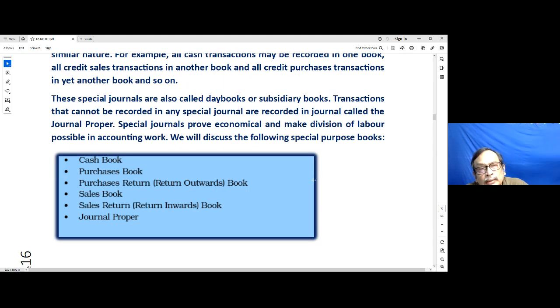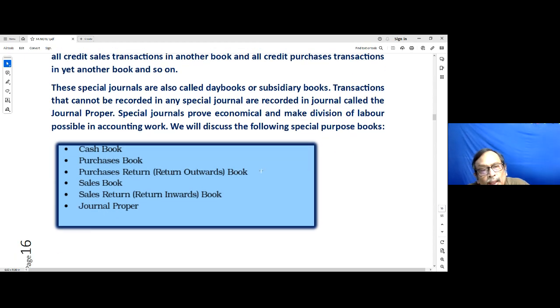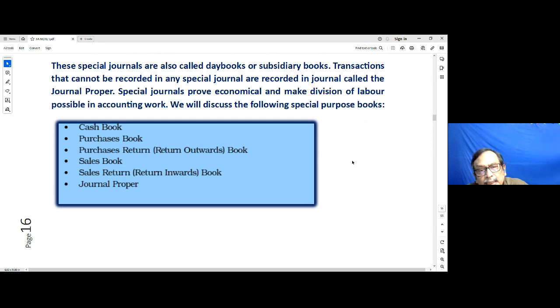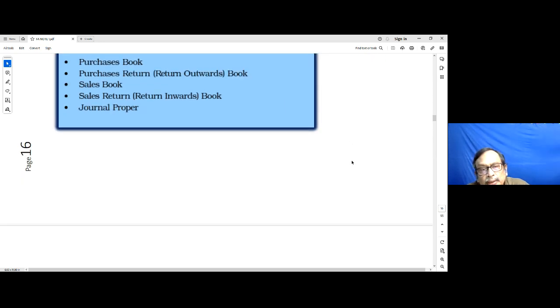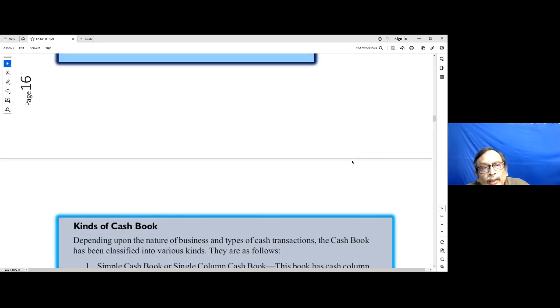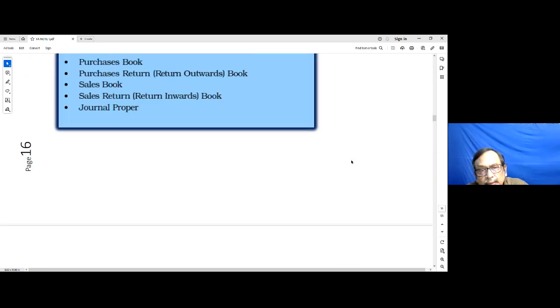Now we are coming to recording of transactions. Firstly, we have cash transactions which are recorded in the cash book, then purchases book, purchases return, return outward book, sales return, return inwards book, and journal proper. Now we'll come to journal proper later.